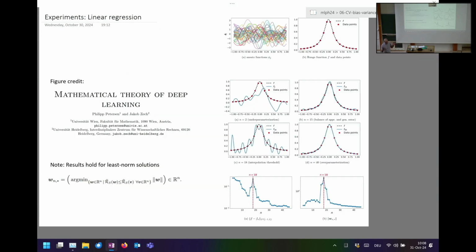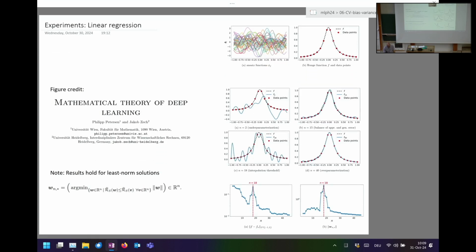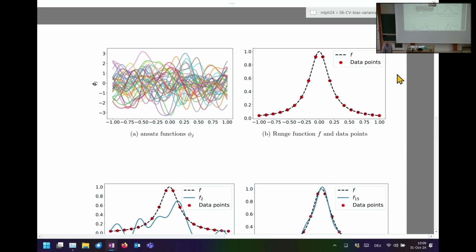Now, okay, deep neural networks do all kinds of things, but the maybe more surprising phenomenon is that you can demonstrate it even with linear models. And the figures here are taken from the draft of a nice new textbook by Petersen and Zech, who is in Heidelberg also. Let's start here in the top right corner. So we have some true underlying function. This is the dashed function f. And we have a couple of data points. They are noise free. Yeah, so there's no noise whatsoever.